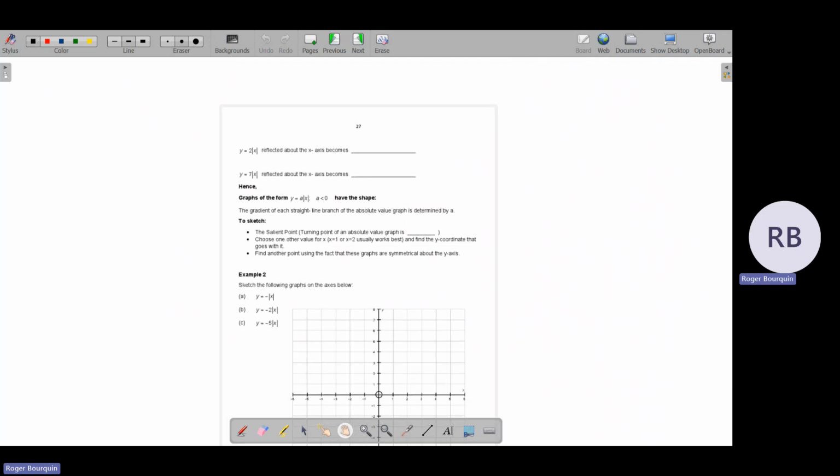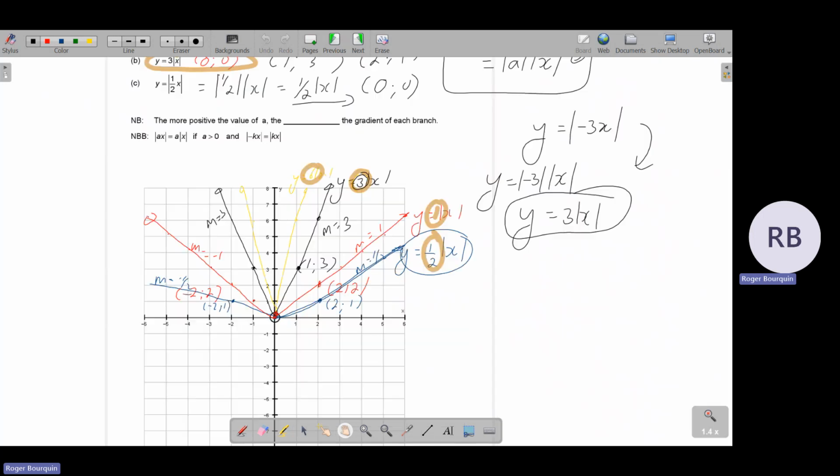If you've got y, go answer those 2 questions. Right, try and read through those notes and fill in the 3 spaces. So it says, and this is value of x. Sorry, in the previous page, guys, thank you. The more positive value of a, the steeper. You should have filled in the word steep on the previous page, thank you. Okay, the steeper the gradient of each branch.